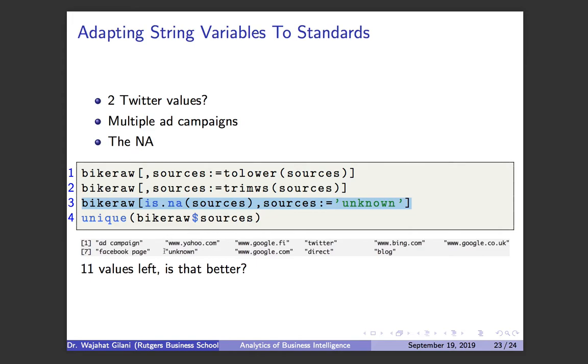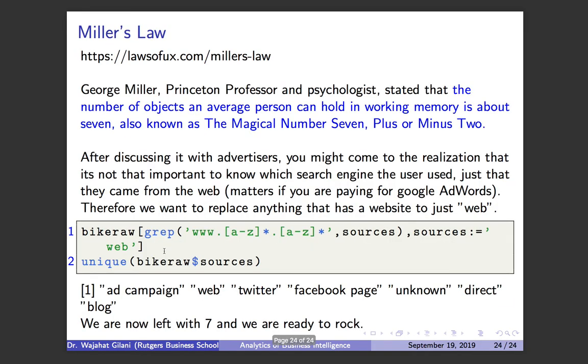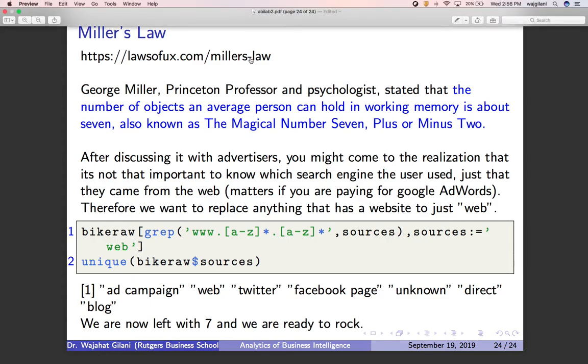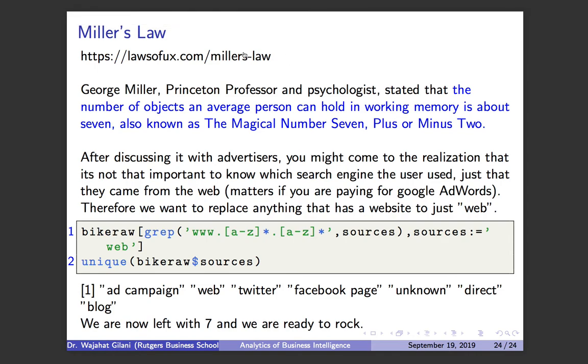Now, again, like I said, we're down to 11 values. Is that better? Well, class, is it? Enter Miller's Law. I have a link about Miller's Law right here. If you want to go to this link and read about this extensively, it's a very, very interesting phenomenon. George Miller, a Princeton professor and psychologist, stated that the number of objects an average person can hold in working memory is about 7, also known as the magical number 7 plus or minus 2.